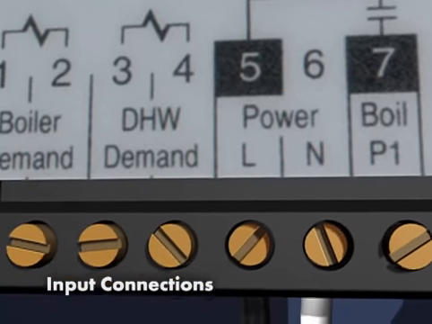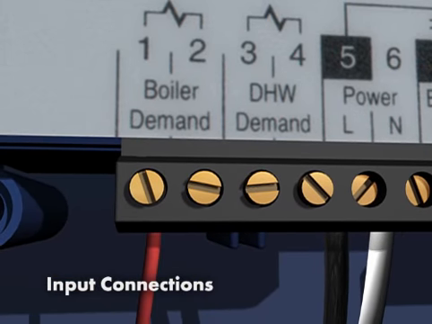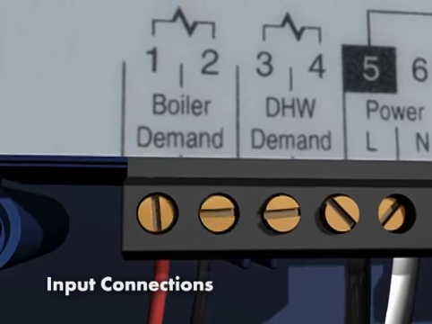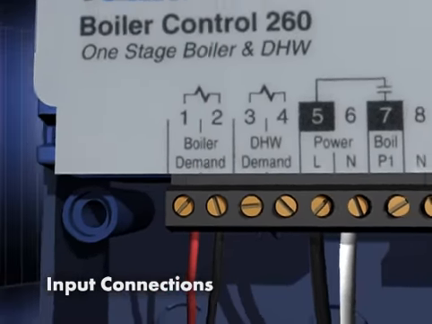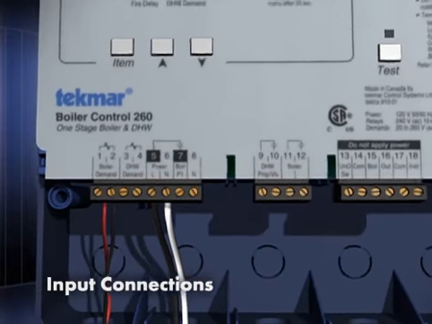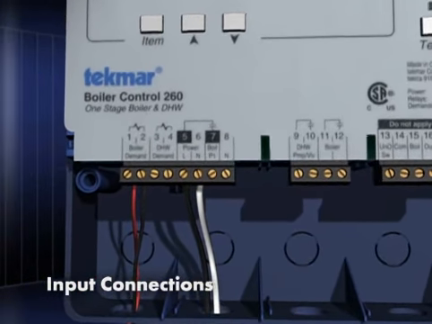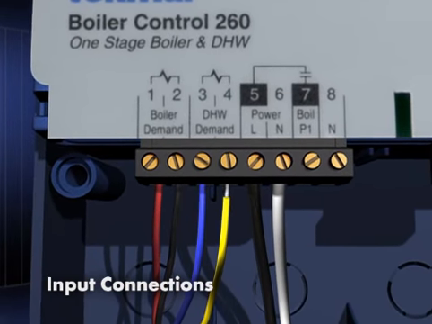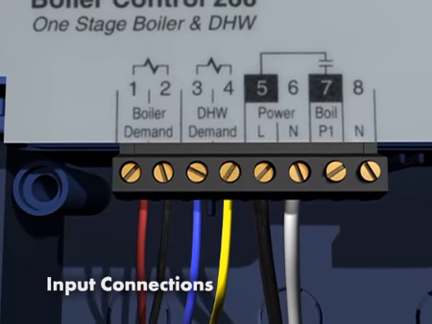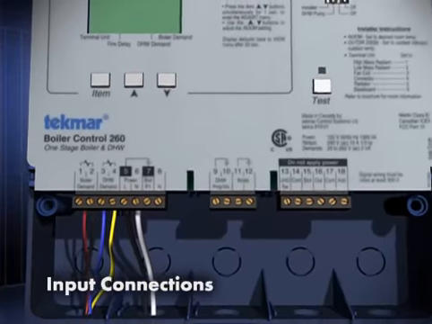To generate a boiler demand, a voltage between 24 VAC and 240 VAC must be applied across the boiler demand terminals, terminals 1 and 2. We'll apply 24 VAC from the circulator relay end switch to the control. To generate a domestic hot water demand, a voltage between 24 VAC and 240 VAC must be applied across the DHW demand terminals, 3 and 4. We'll apply 24 VAC from the indirect water heater's aquastat to the control.